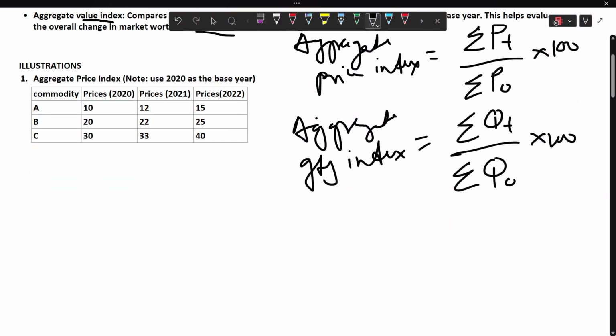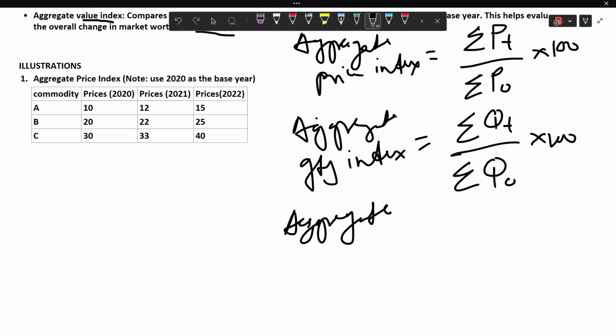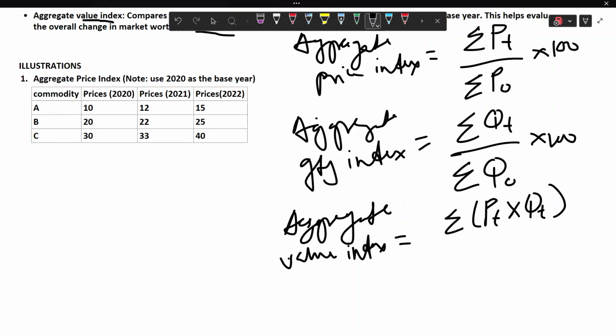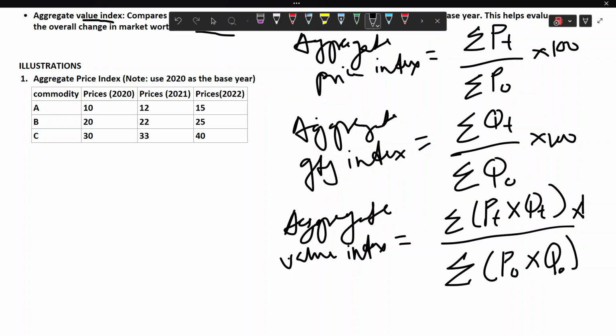It is also given by, so we have aggregate value index is equal to summation of your value. How do you get the value? The price in the current period times quantity in the current period divided by the summation of price in the base year times quantity in the base year, multiplied by 100.